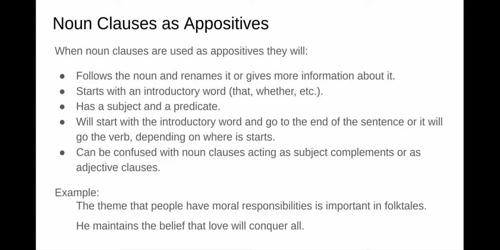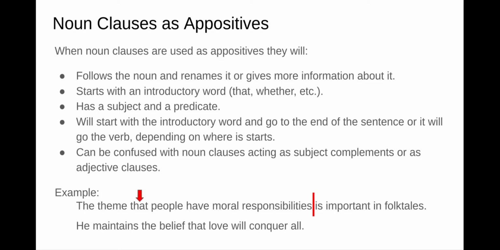So our first example: The theme that people have moral responsibilities is important in folk tales. All right, so let's first of all split this sentence into subject and predicate. The subject of this sentence, the theme that people have moral responsibilities, that would be the subject. Is important in folk tales is the predicate. So we would divide that right there. Now, the next thing we want to do is find that introductory word. And if you listened a few minutes ago, most of the time for noun clauses as appositives, it's going to be the word that. So do we see a that in there?